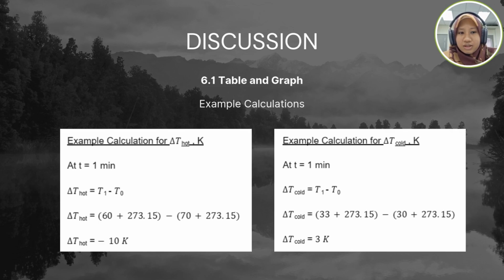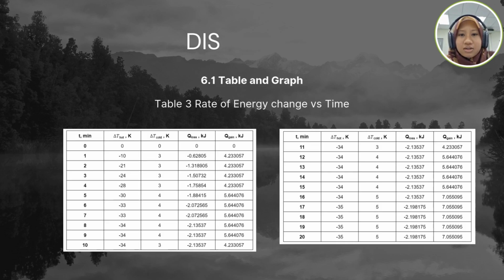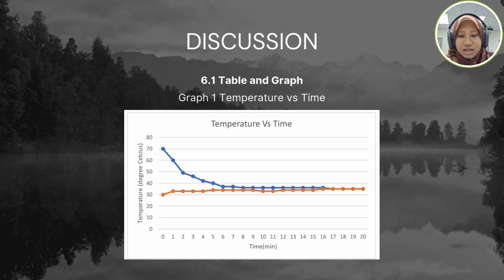Discussion 6.1 Table and graph. This is the example calculation for the delta T hot in Kelvin and delta T cold in Kelvin. This is the example for the calculation of Q loss in kilojoule and Q gain in kilojoule. These are the data that we calculated just now. This contains the delta T hot, delta T cold, Q gain and Q loss for each time. The next 4 slides are the graphs that we got in this experiment.